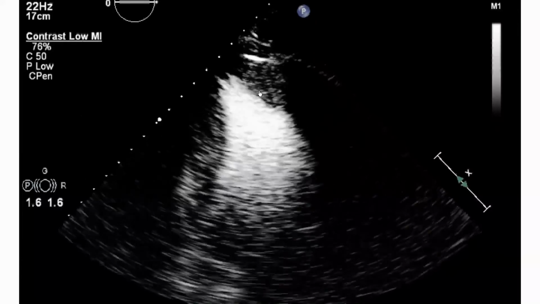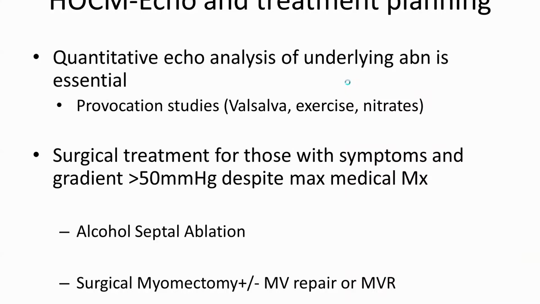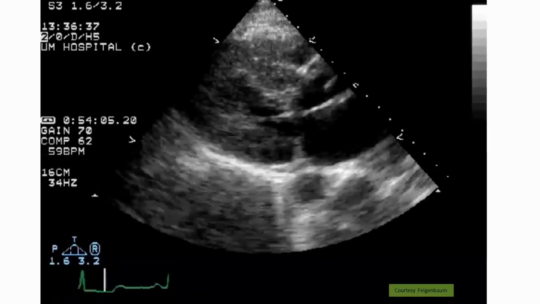Shows you that thickening right up in the apex. So echo is really important to quantify the abnormality in HOCM, and there's various provocation studies that can be done. And generally, those people who still have symptoms despite maximal medical therapy and have a gradient greater than 50 either see themselves heading towards septal ablation or some sort of surgical repair, be it a myomectomy combined with either a mitral valve repair or a replacement.